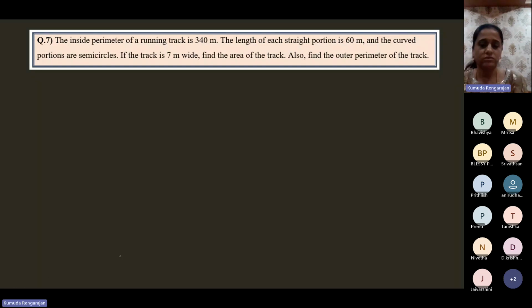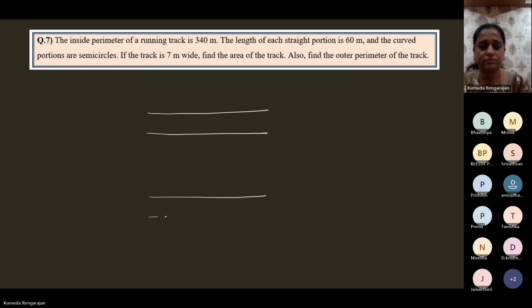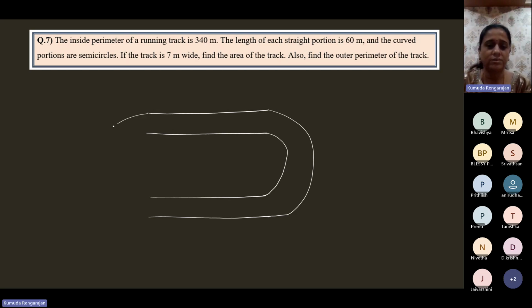Okay, see the next question. The inside perimeter of a running track is 340 meters. The length of each straight portion is 60 meters. And the curved portions are semicircles. Okay, so the ends are semicircles.